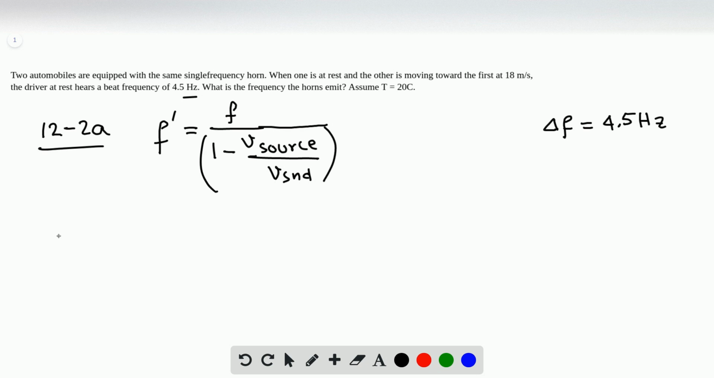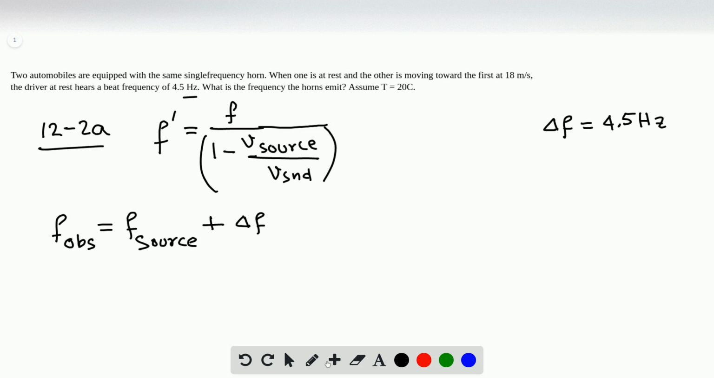Since the other automobile is moving towards the other one, the observed frequency will be higher than the source frequency, right? So we can write that down as this. The source frequency is lower than the observed frequency, and that's lowered by the beat frequency. As we mentioned, the beat frequency is nothing but the difference between the source and the observer. So that's the tricky part.